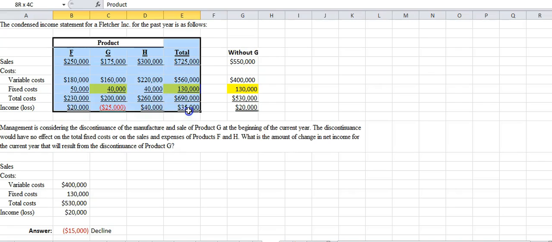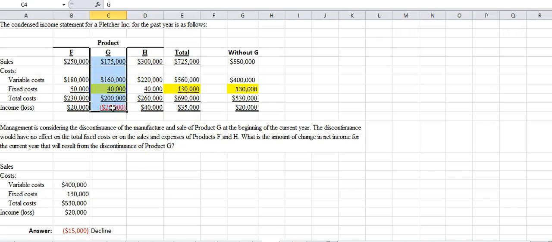So they show you this and they say, okay, management is considering discontinuance of product G. As you can see, product G has a negative bottom line income loss of $25,000. And if you look at this in isolation, you would say, yes, it's better to take out product G because you're losing $25,000 on it, right? But that would be wrong because product G is carrying $40,000 of fixed costs. If you get rid of product G, this fixed cost is not going to go away. It's going to have to be carried by either F or H, or maybe split in the two. So it's not going to go away, right?